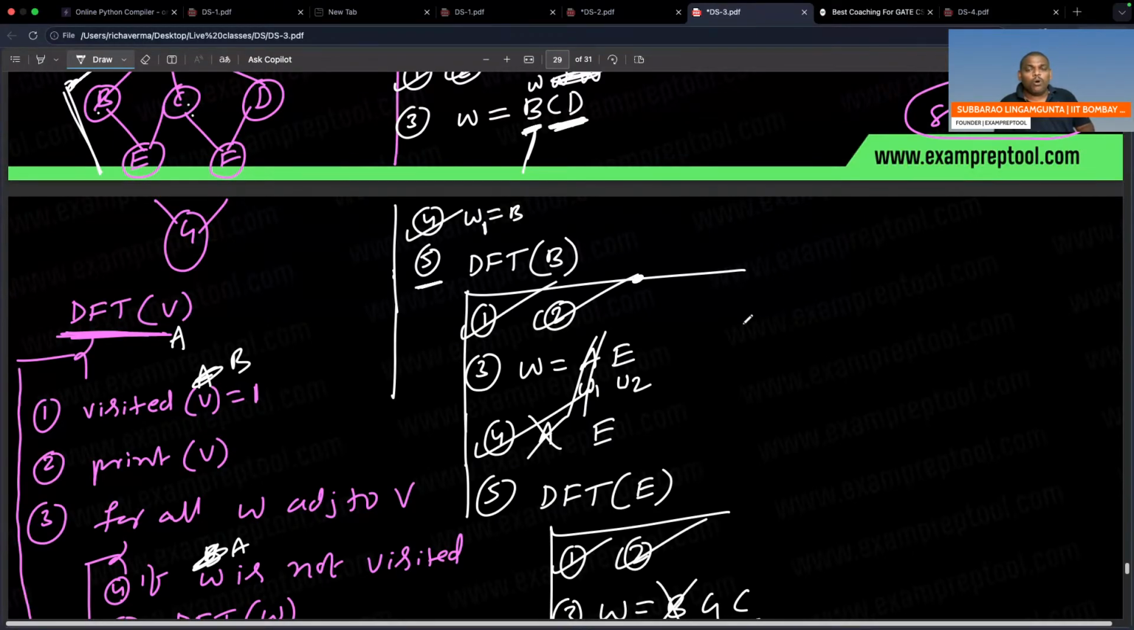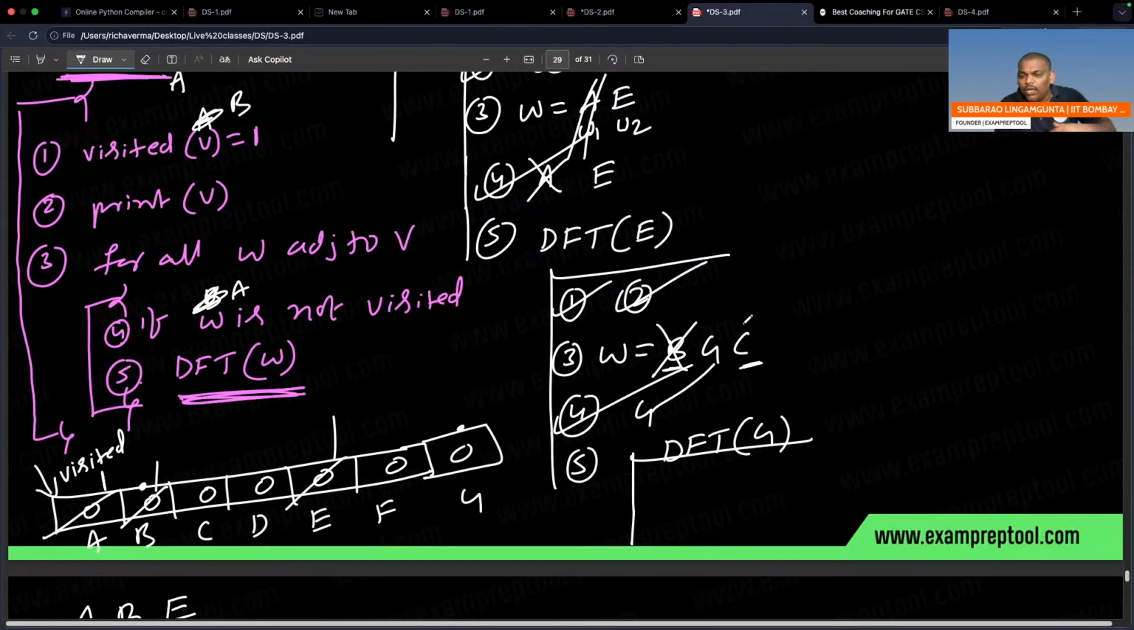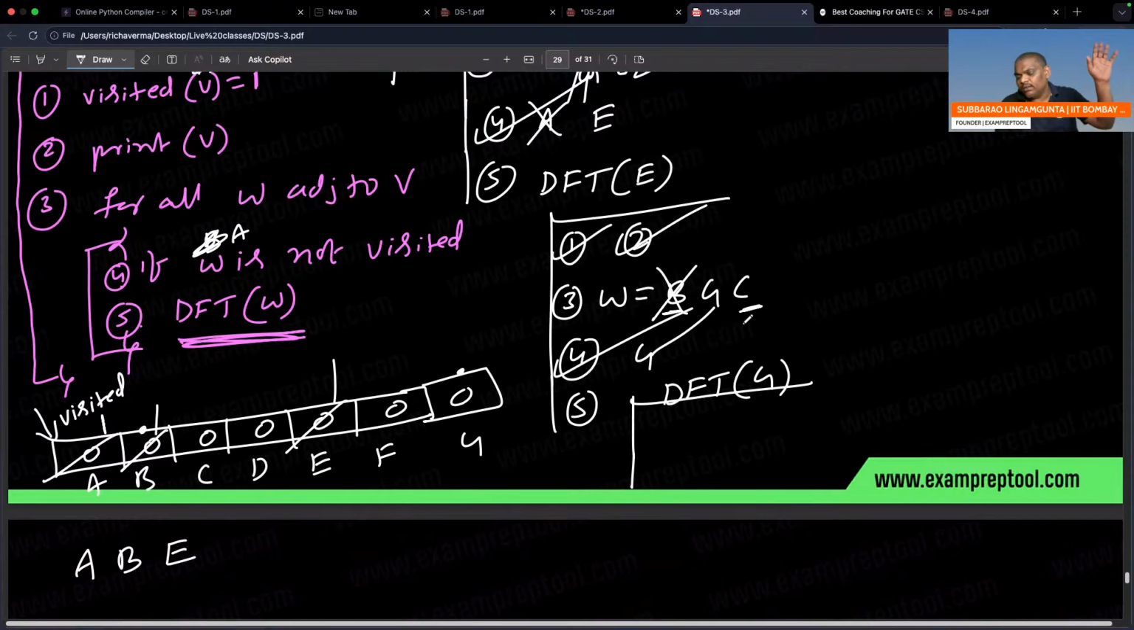Every time is calling. Stack size increasing. First A called, next B called, next E called, next G called. Calling only. Calling means push operation. Push operation means stack size is increasing. Whenever pop happened, stack size will decrease. Till now, no pop. Let's go to G.